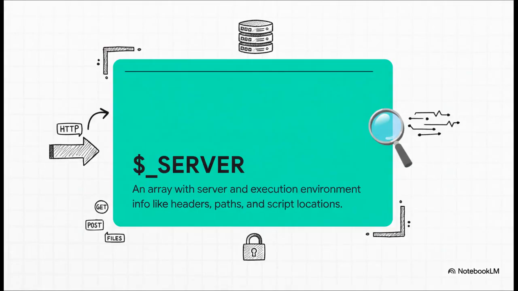So how does our PHP script know how the browser is talking to it? Well, it checks the $_SERVER superglobal. This is a special array that PHP fills with all sorts of metadata about the request. Things like the user's IP address, the path they requested, and, crucially, the request method. Was it GET, POST, or something else? It basically gives you the whole context for the conversation.